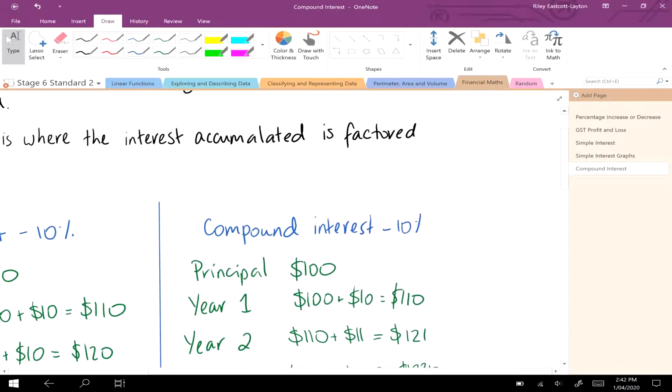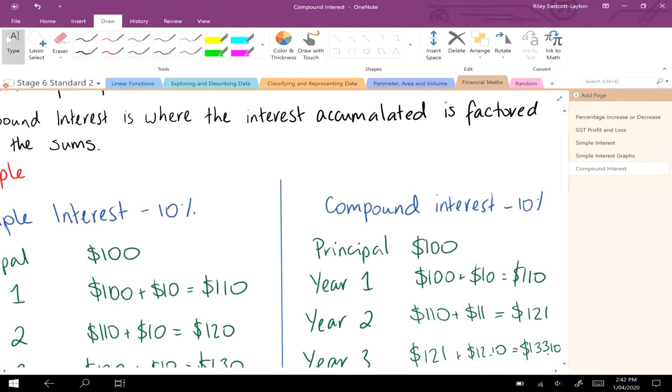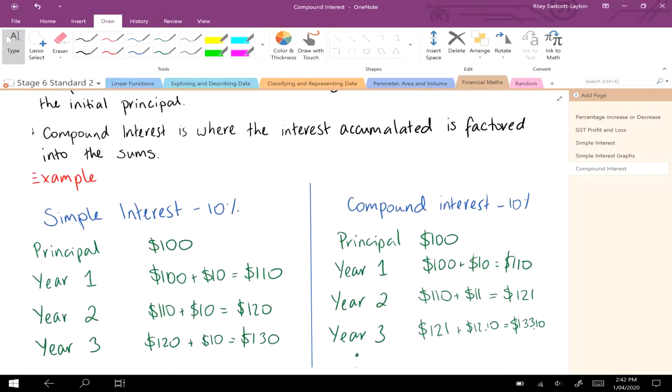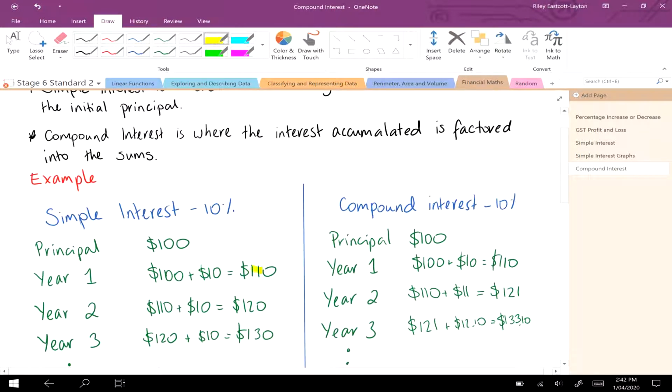Now after our second year, again, very similar. For our simple interest, we take last year's amount. So we've gone from $110 here, and we come down here, $110, and we add this extra $10 here. And so what we get is $120. Now on this right-hand side, with our compound interest, we're going to take this $110, and it comes down here. We add on our 10% of $110, and now we get $121 using compound interest. Now this doesn't seem like too much of a difference, but let's see what happens next.